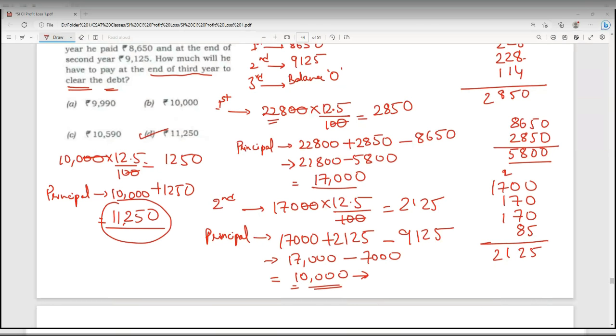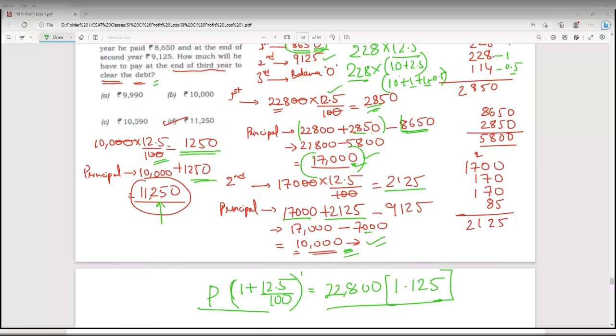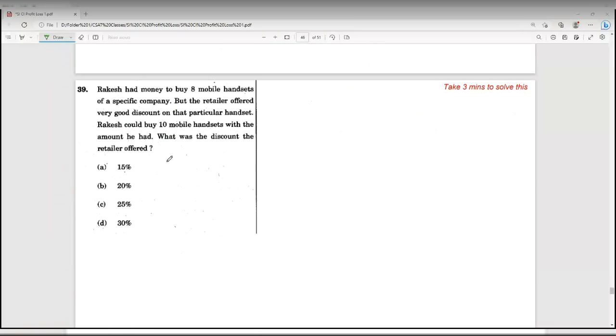I hope you have understood this. If you have any doubt, please ask. Are there any more doubts in this question? If there are any more doubts, please ask, or else we'll move to the next question. Okay, we'll move to the next question then. So take 3 minutes to solve this.